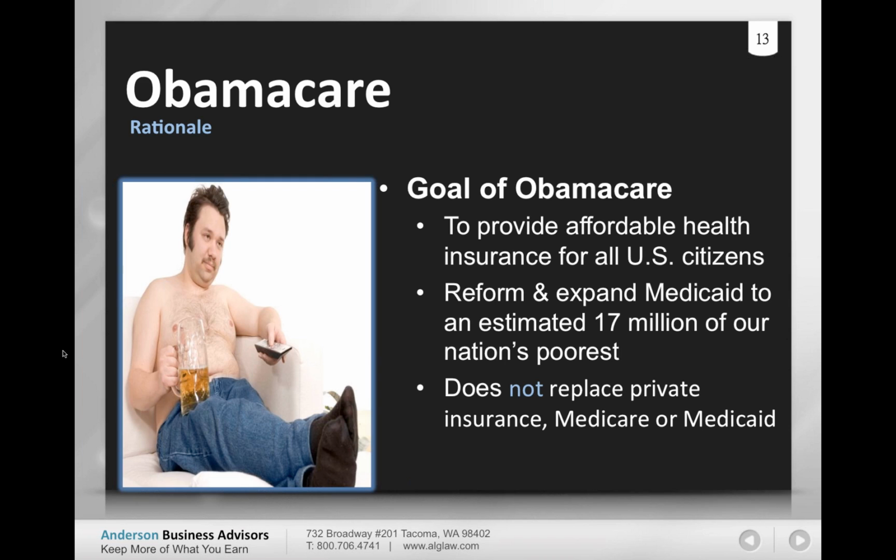basically stating how they could help with this crisis. And one thing that Obamacare is intended for is just to provide affordable health insurance for all U.S. citizens. Well, how it provides for affordable health insurance, unfortunately, is to create new revenue streams. And remember, a revenue stream for the government more than likely is going to be new taxes. But with Obamacare, it was basically set to reform and expand Medicaid so that it would help out an additional $17 million of our nation's poor.